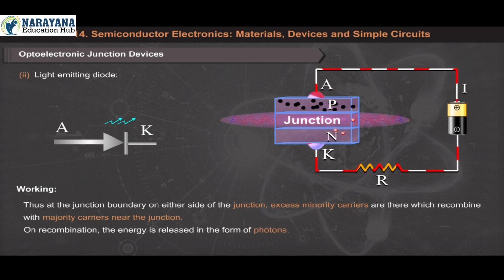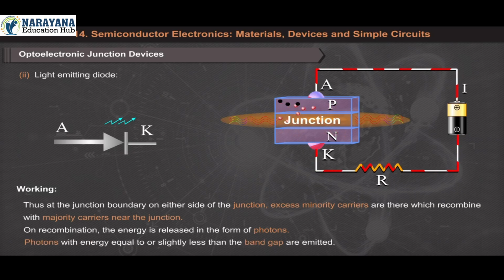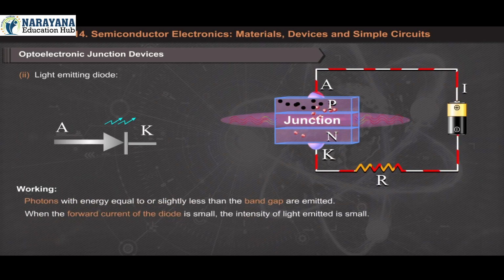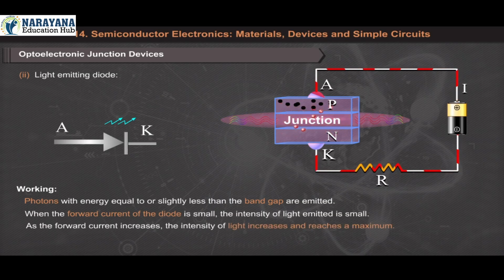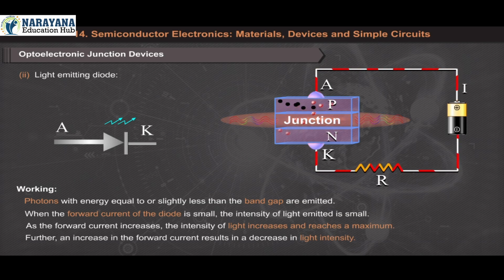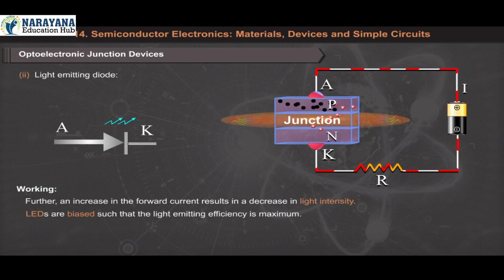On recombination, the energy is released in the form of photons. Photons with energy equal to or slightly less than the band gap are emitted. When the forward current of the diode is small, the intensity of light emitted is small. As the forward current increases, the intensity of light increases and reaches a maximum. Further, an increase in the forward current results in a decrease in light intensity. LEDs are biased such that the light emitting efficiency is maximum.